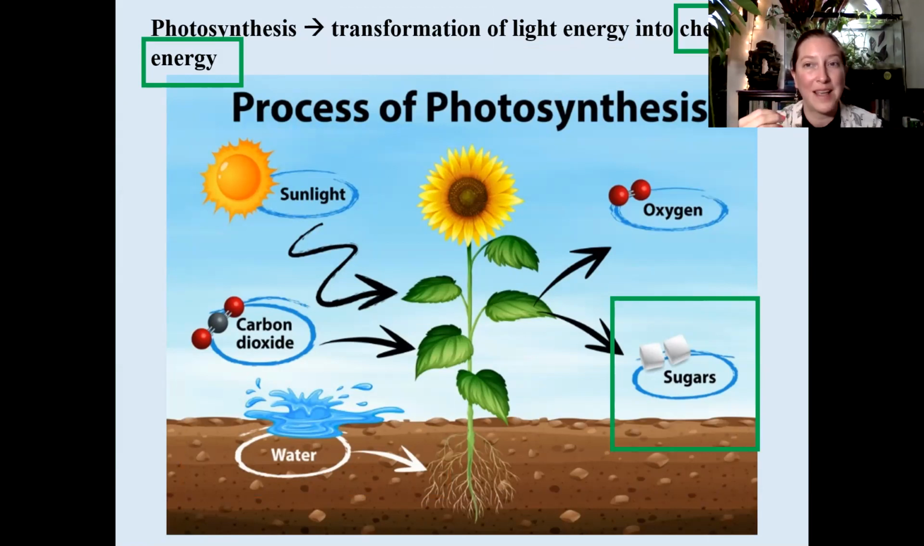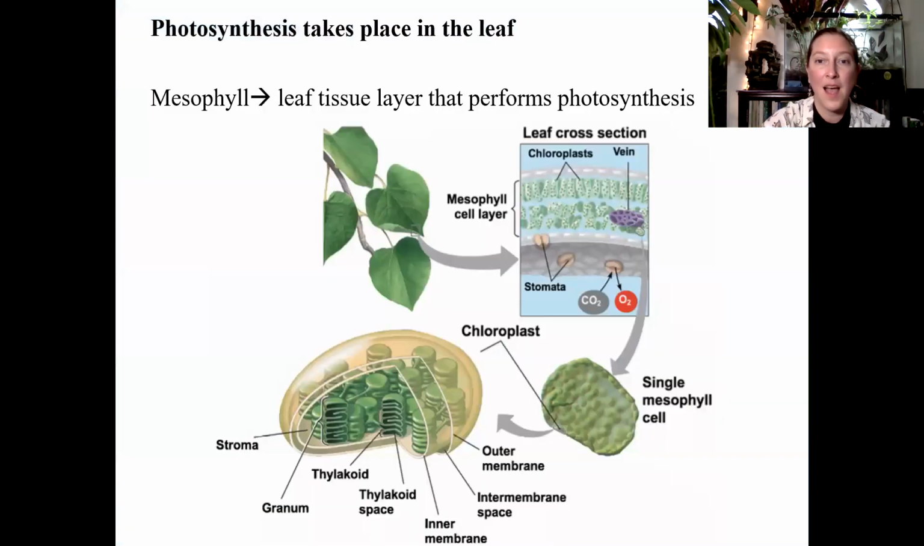Sugars are the chemical that can thus be used to make energy in living organisms. So where does this all occur? In leaves, particularly in the mesophyll of the leaf. During the leaf lecture, we talked about the different parts of a leaf, and we may have even seen something similar to this. But photosynthesis is occurring in the mesophyll cell layer.